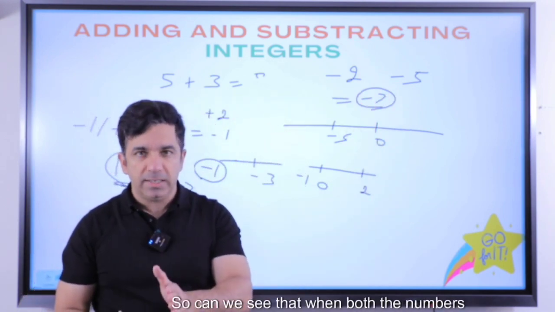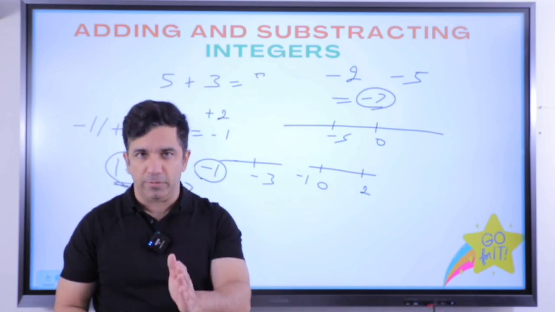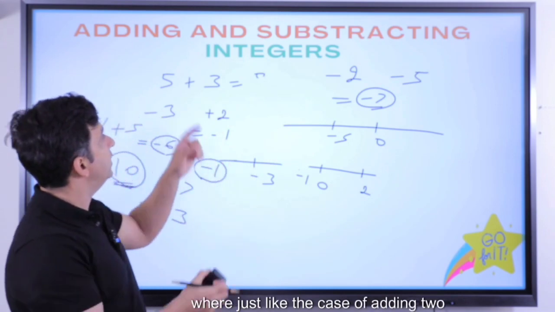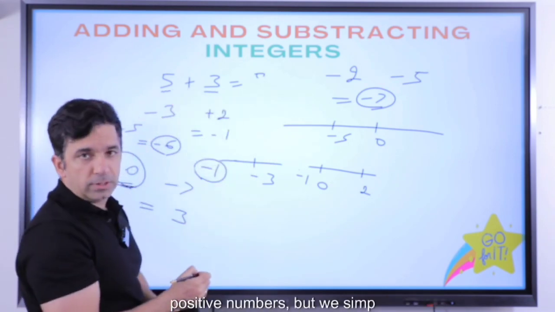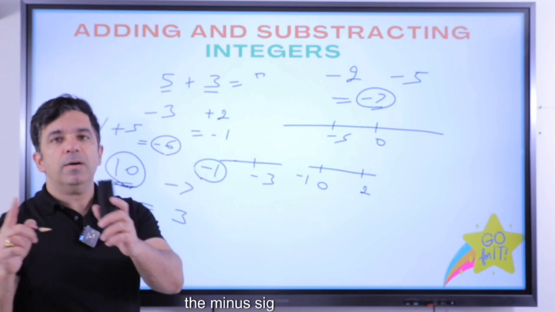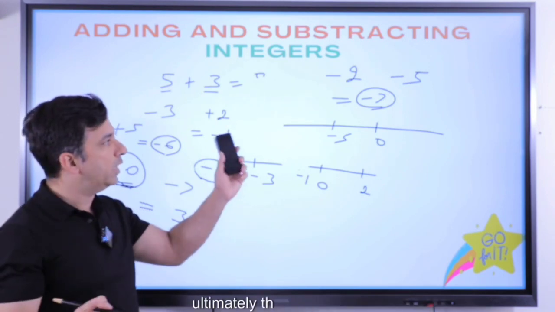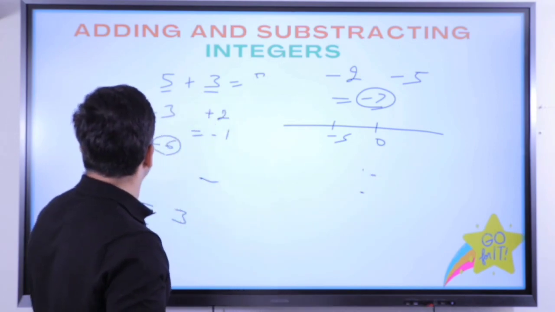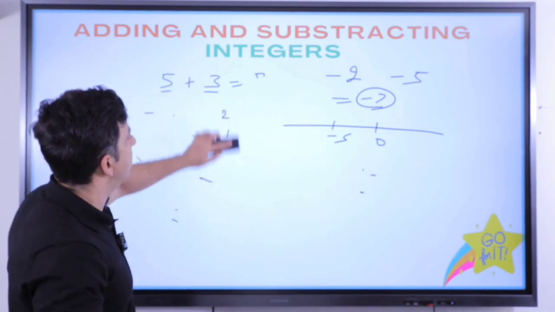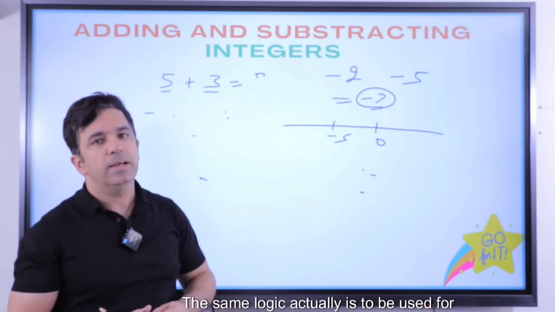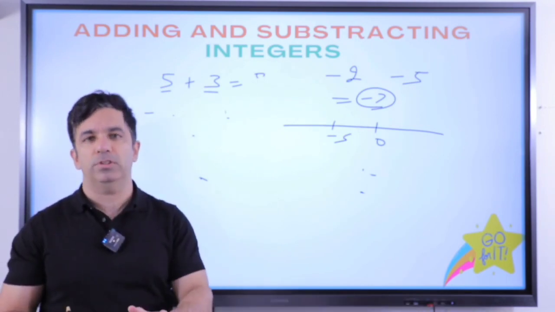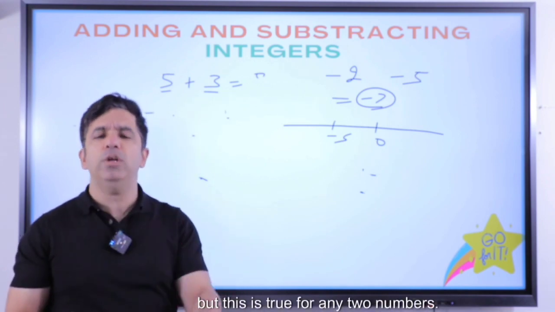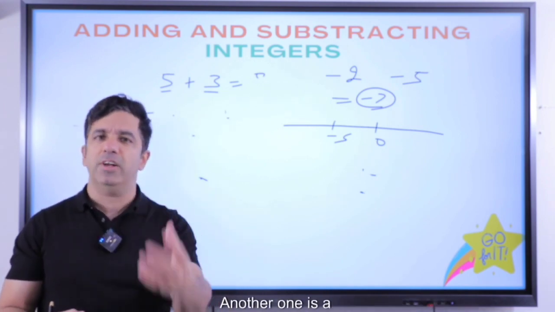So can we see that when both the numbers are negative, then we simply have to add them, just like the case of adding two positive numbers, but we simply have to put the minus sign before it, because ultimately the term would be -7. Interestingly, the same logic is to be used for any two numbers. We have discussed the case of integers, but this is true for any two numbers. Any two numbers, one is negative, another one is also negative.